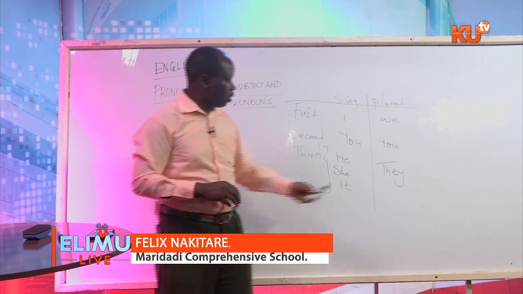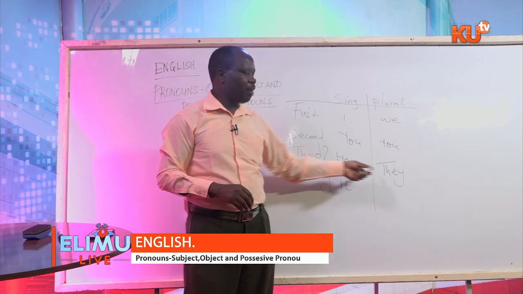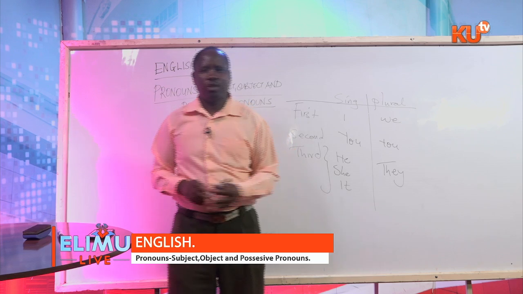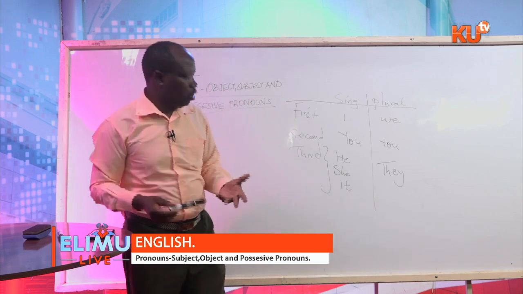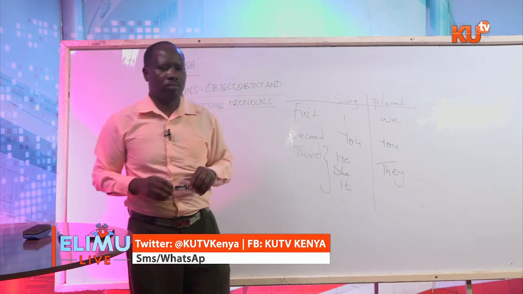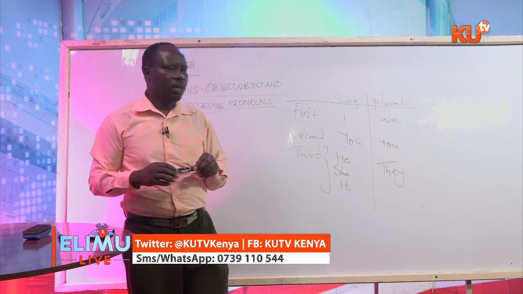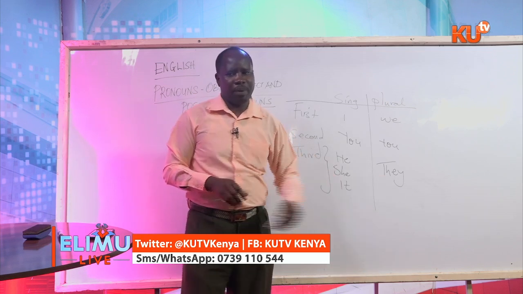Then the plural of third person becomes they. Suppose I want to talk about my sister, my brother, and maybe my dog. I will say they are all at home. They are not here, referring to the third person.